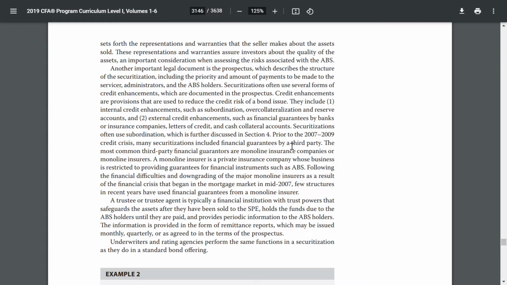Another important legal document is the prospectus, which describes the structure of the securitization, including the priority of the amounts of payments to be made to the servicer, administrator, and the asset-backed security holders. Securitization often uses several forms of credit enhancements, which are documented in the prospectus. Credit enhancements are provisions that are used to reduce credit risk for the bond issue.